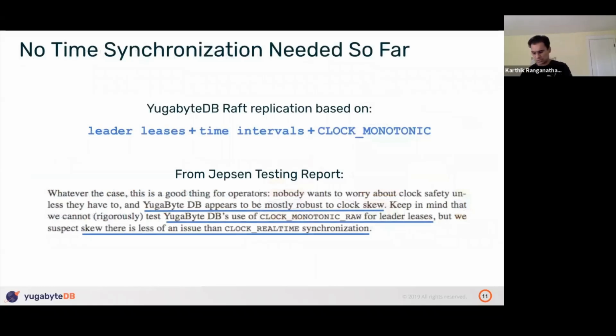Okay, so far we don't need any time synchronization, and the reason is that you can get away with time deltas and deadlines. You don't need the actual time, like UTC or the wall clock time. You can say, hey, your lease is valid for another 1 second, and instead of using clock skew, you could use clock drift. So Yugabyte actually does that.